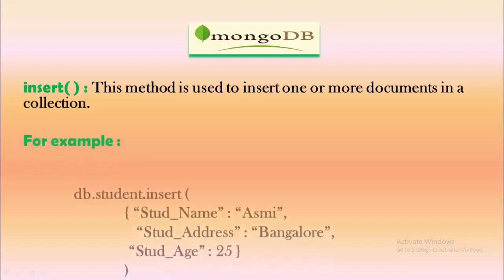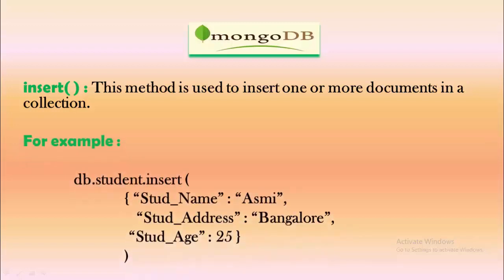For example, as you can see, there is a collection named student and we have tried to insert a single document within this student collection by using the insert method. We have enclosed the document within curly brackets, and as we have already seen, documents are written in key-value pair format since it follows the JSON format. So if we implement this statement practically, it is going to insert a single document in the collection student. So let's see how to insert this document practically.